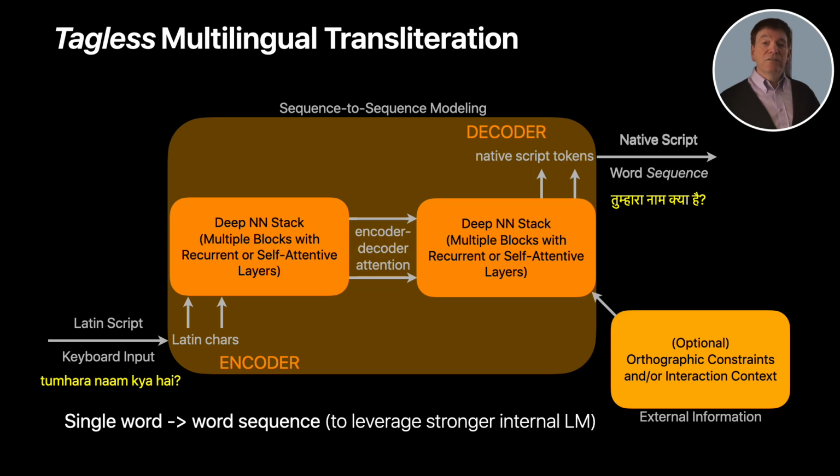Additionally, if external information is available, be it in the form of specific orthographic constraints or knowledge of the general interaction context, that could be useful to prevent illegal sequences from being generated, and we'll say a little bit more about that later on. The end result is a tagless, multi-word transliteration model that can accommodate multiple languages.